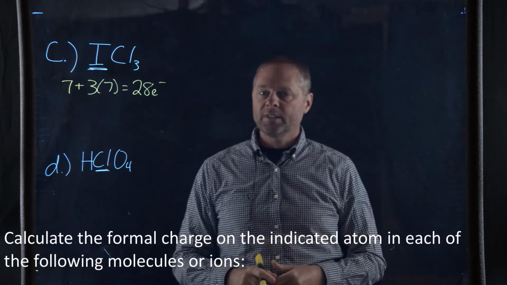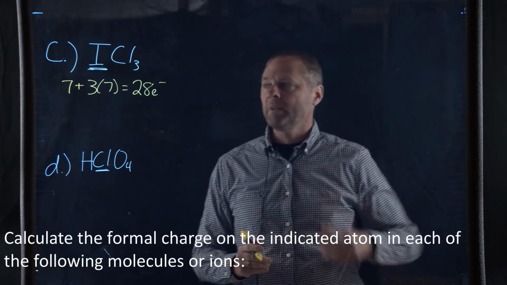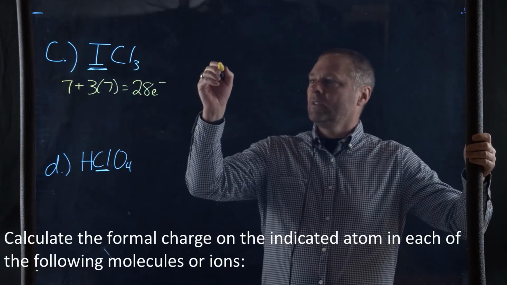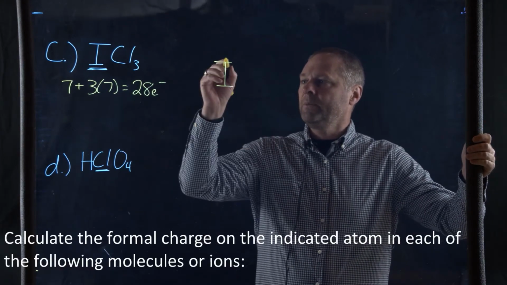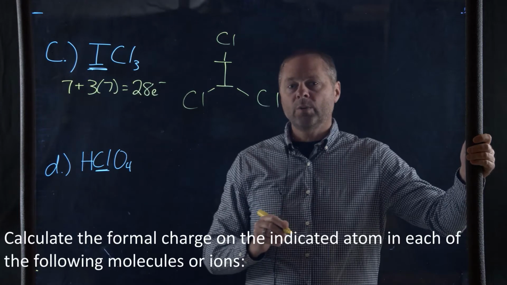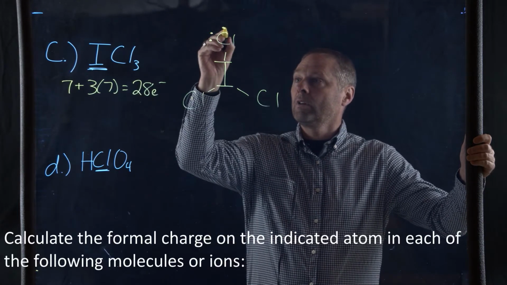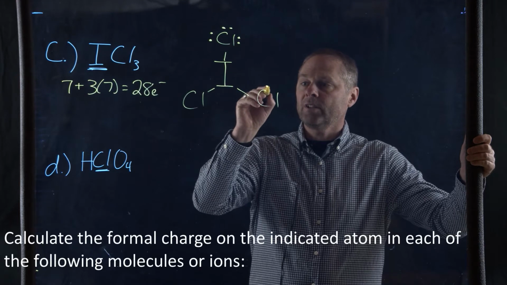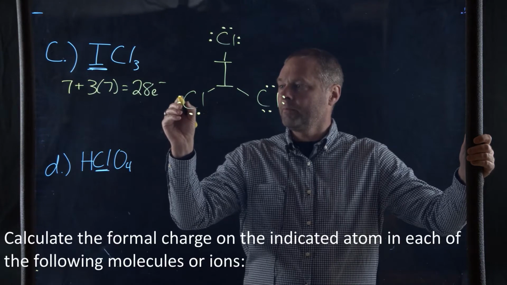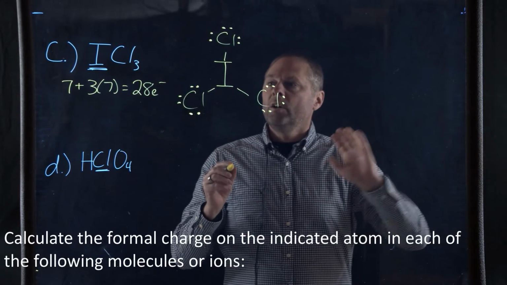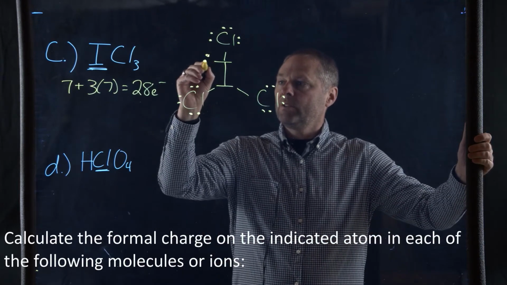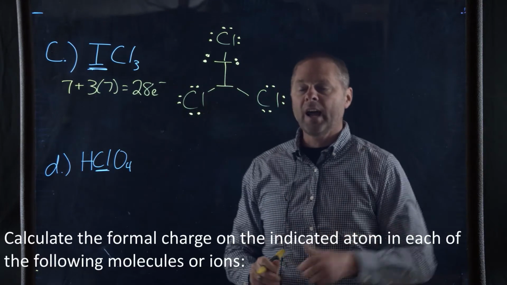Now iodine is going to be the central atom because it is more metallic than chlorine. It's going to be a couple elements below. So we put the iodine in the center, and then we bond the chlorines around, and then we're going to fill the valence electrons around each chlorine. We have 8, 8, and 8. 3 times 8 is going to be 24. So we're missing 4 electrons, and we're going to place them around the iodine.